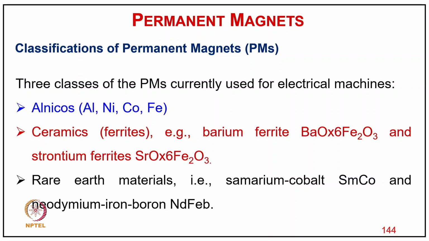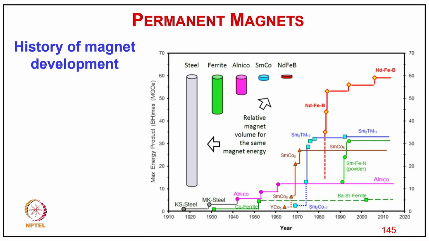That's the energy density produced, typically how much field they can have in a particular volume. They can store energy, that is called energy density. It varies over a wide range. As you can see here, we call it the maximum energy product, BH maximum, and here is how energy density has developed over the years from 1915 to typically 2020.